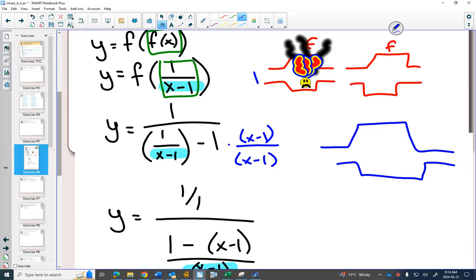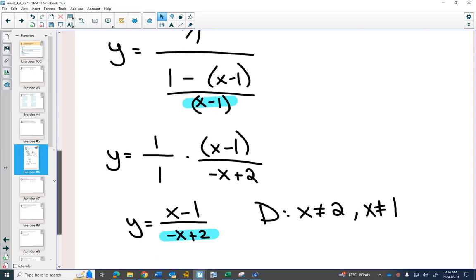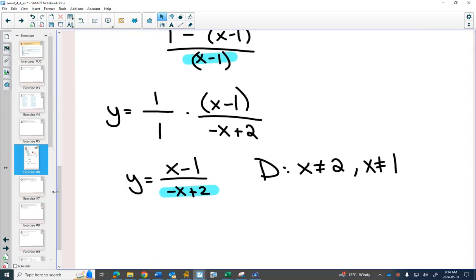So this is another reason I wanted to do this one together with you. Because how easy do you see yourself looking just at the end and doing the domain? And saying, oh, x can't equal 2. But you have to check everywhere to make sure there are no other restrictions earlier on.